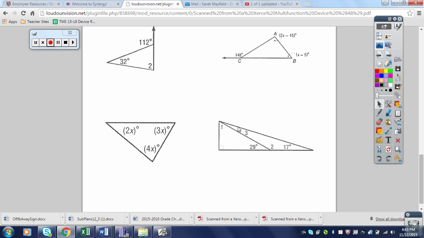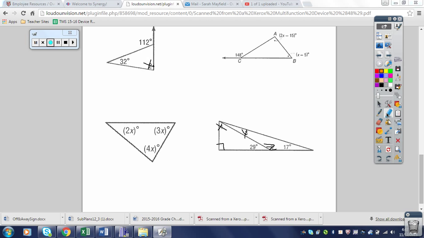This problem right here. Now notice 1, 2, and 3, those just indicate angles. I know this isn't a degree, because it doesn't have a degree sign. So this is like saying this is the letter X, this is the letter Y, and this is the letter Z. Okay? So you'll also know this is a 90-degree angle.